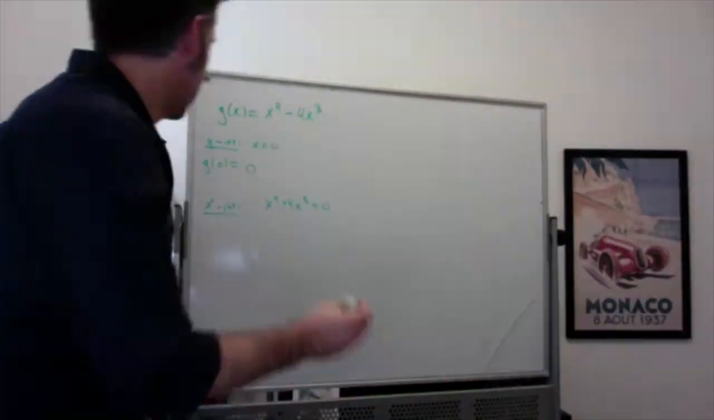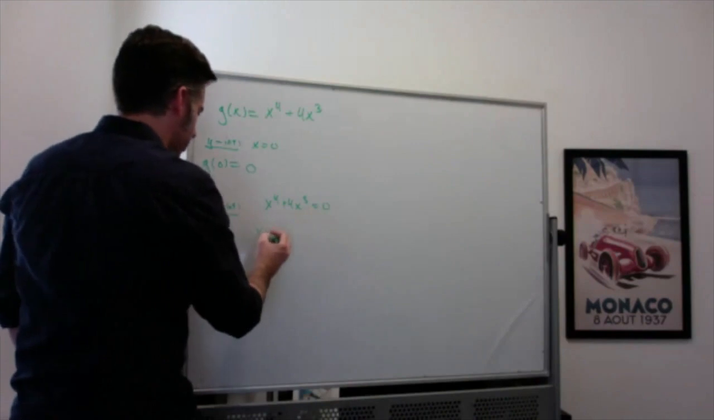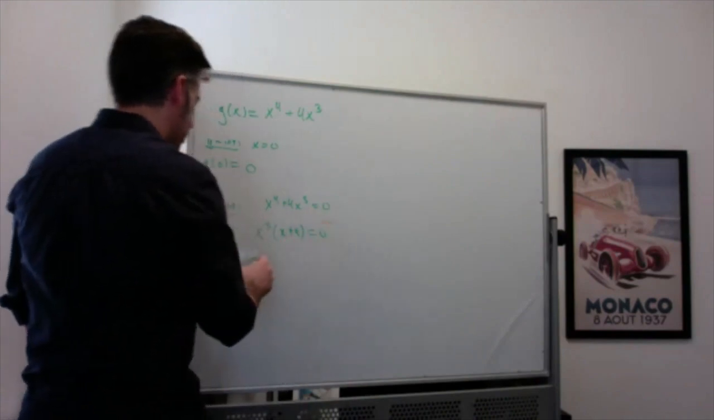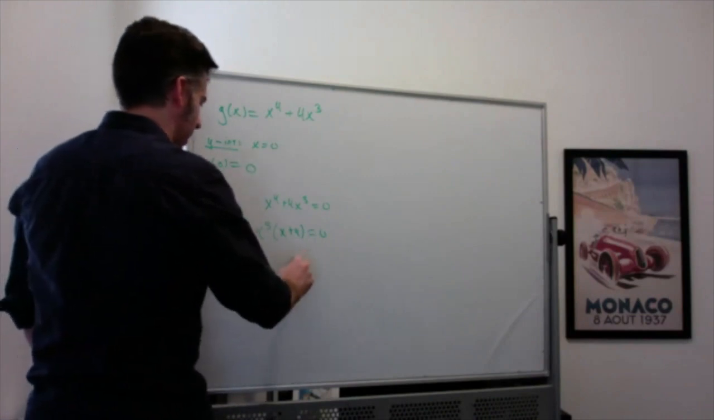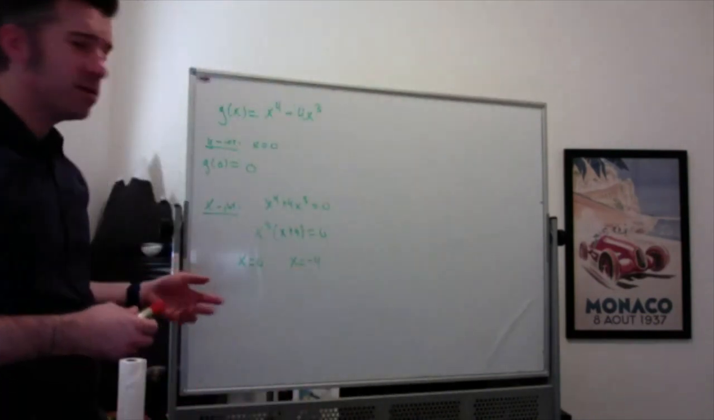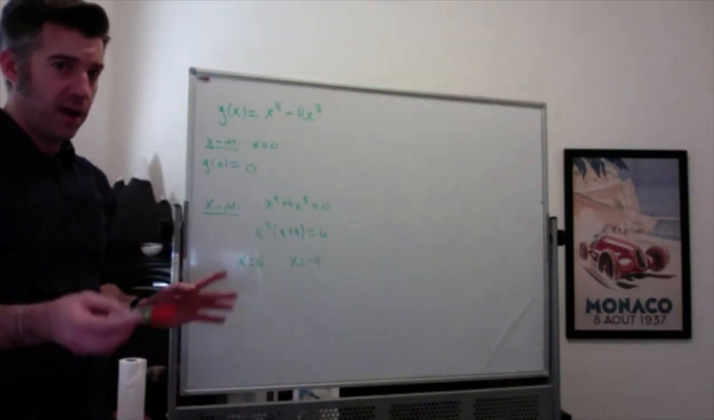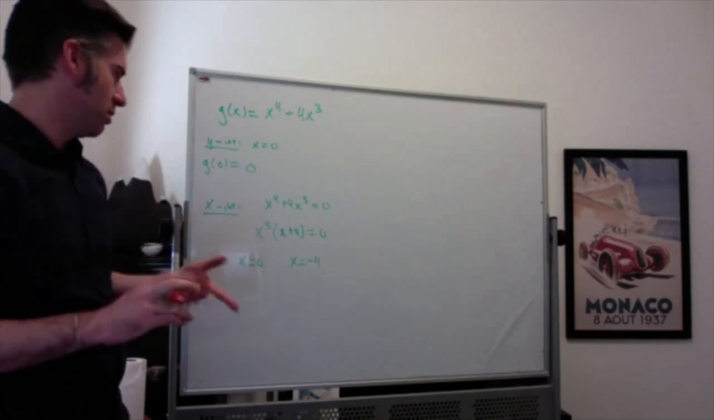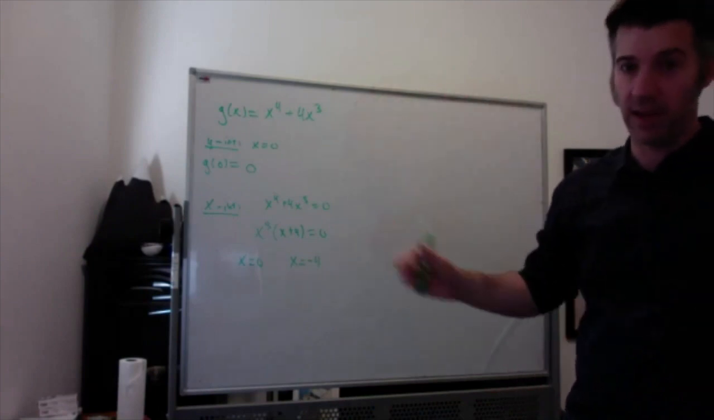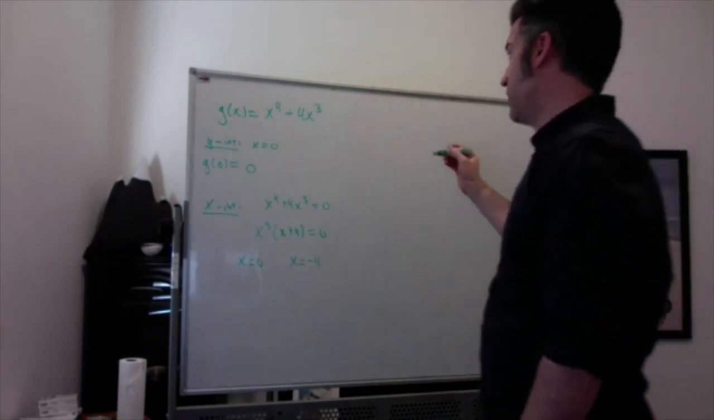Okay, so factor out x cubed times x plus 4 equal to 0. So we get x equal to 0, we get x equal to negative 4. All right. So before I start graphing all this stuff, let's find the first derivative stuff. Again, there's no asymptotes. It's a polynomial. You never have asymptotes when there's a polynomial. Let's find the first derivative.